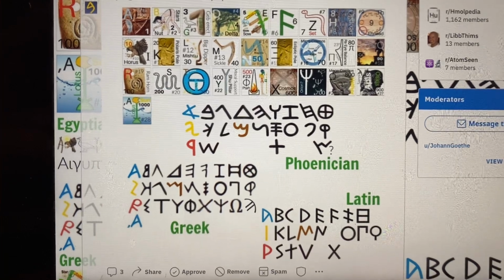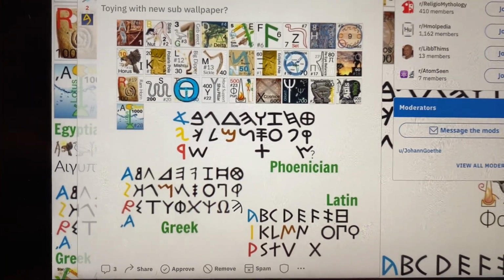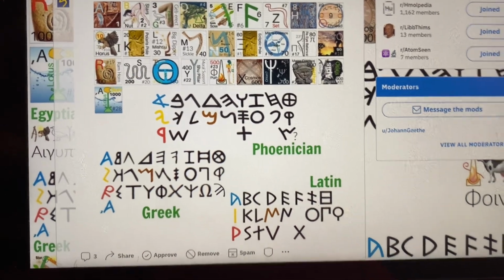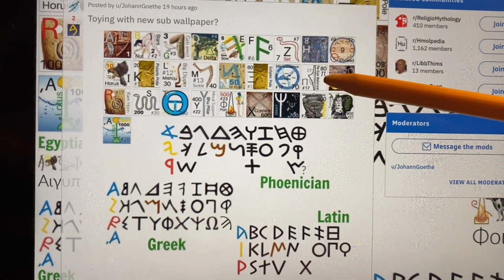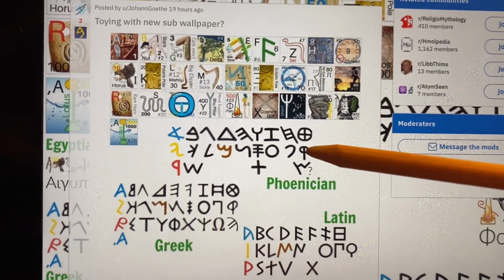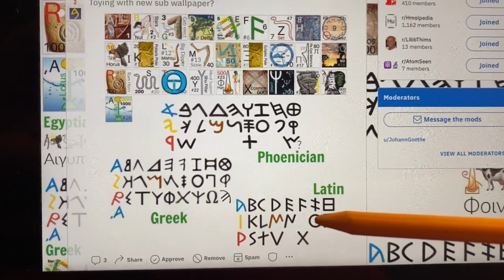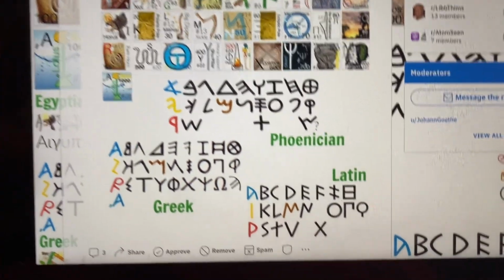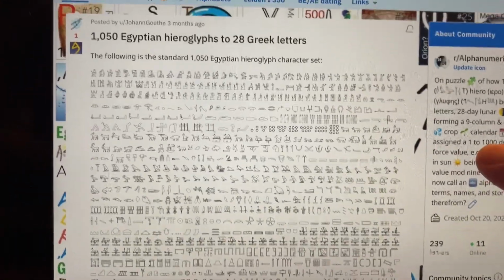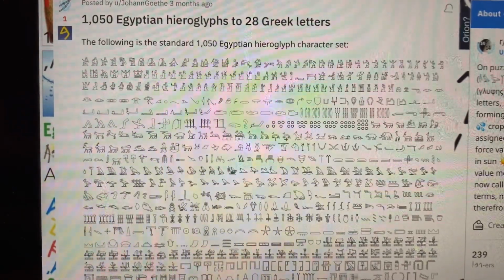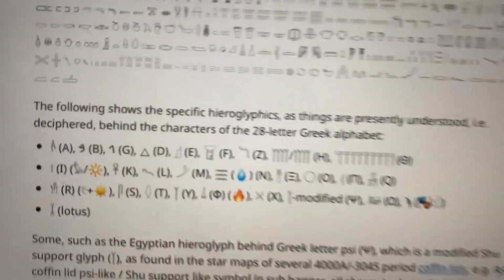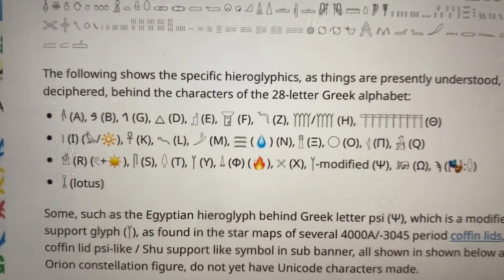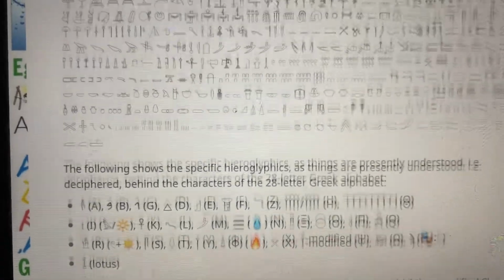To begin with, the following diagram shows how 28 Egyptian letter numbers became a Phoenician alphabet, Greek alphabet, and a Latin alphabet. So the question is, how did over 1,000 Egyptian hieroglyphs become 28 Phoenician Greek letters?